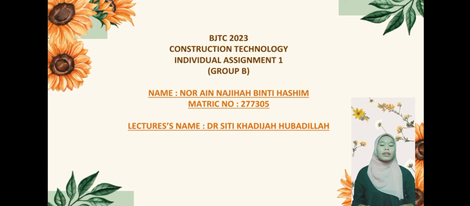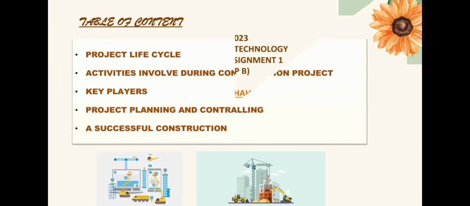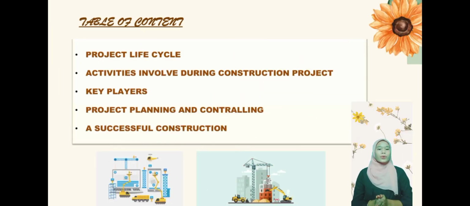Okay, now I want to present about the process involved in construction technology. Now we can see the table of contents. The table of contents has five important points in construction. One is project life cycle. Two is activity involved during construction project. Three is key player. Four is project planning and controlling. And five is a successful construction.